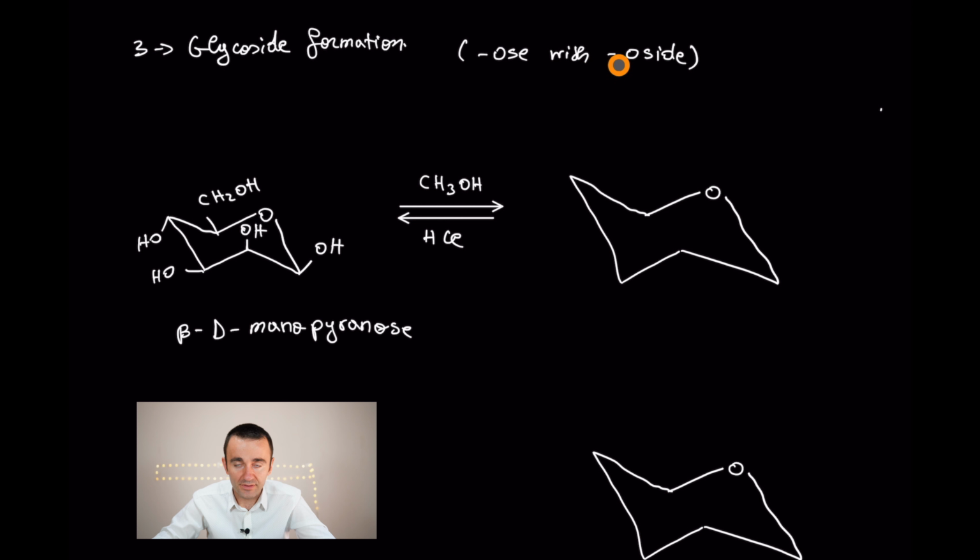Now, glycoside formation. OH is replaced with OR, which means that the reaction happens only at the anomeric site. The anomeric site is this one here, right? If you are not clear on what the anomeric site is, check the previous video. It's important to understand this fully. If we react beta-D-glucopyranose with methanol in the presence of hydrochloric acid, you are going to have the reaction only on this side here. So the other parts remain intact.